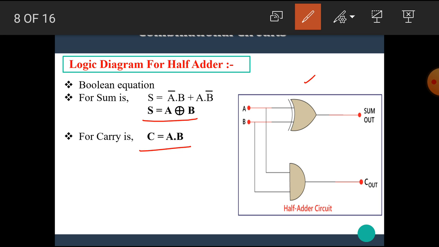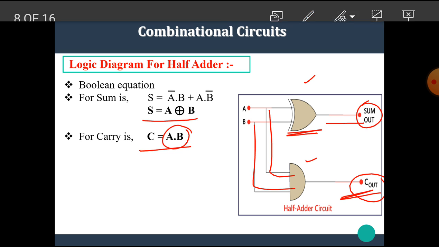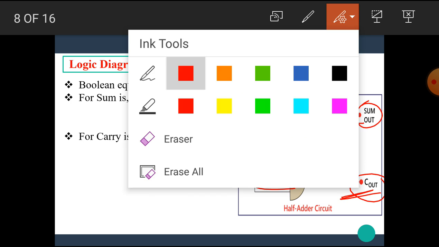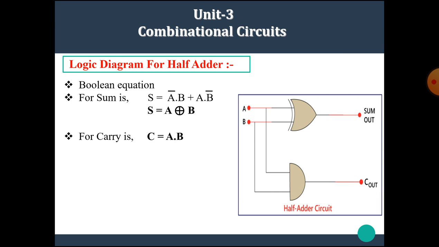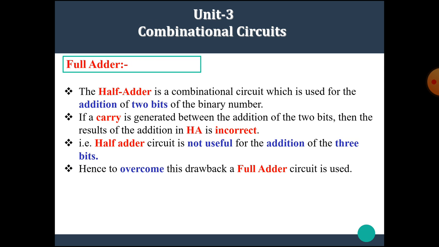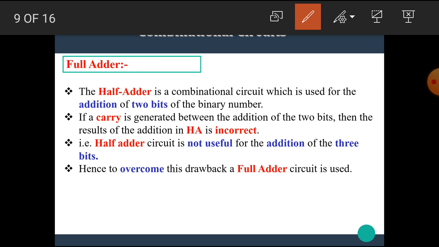Here the a XOR b is given by this XOR gate, hence at this point we get sum, and for the carry we have to add or we have to give AND gate, hence a into b. That means here we get the carry. I hope you all understand how to design the half adder circuit by using kmap. Now let's see the full adder circuit.